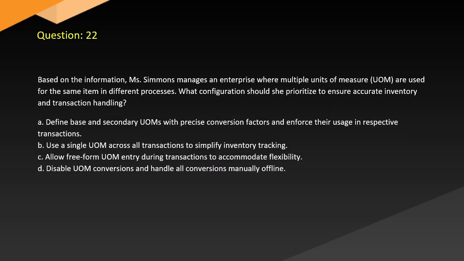Question 22. Based on the information, Ms. Simmons manages an enterprise where multiple units of measure, UOM, are used for the same item in different processes. What configuration should she prioritize to ensure accurate inventory and transaction handling? A. Define base and secondary UOMs with precise conversion factors and enforce their usage in respective transactions. B. Use a single UOM across all transactions to simplify inventory tracking. C. Allow free-form UOM entry during transactions to accommodate flexibility. D. Disable UOM conversions and handle all conversions manually offline.